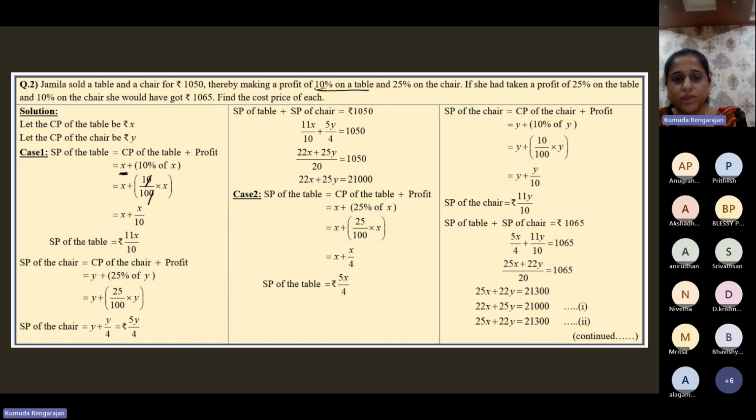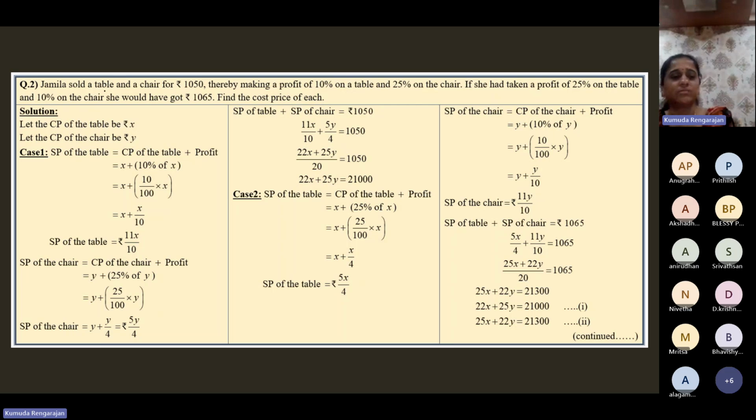See, this is the profit on table, this is the profit on chair. CP plus profit. CP is X. Profit is that percentage on the cost price. So 10% of the cost price X. 10% means 10 by 100, of is into X. So that works to 11X by 10.